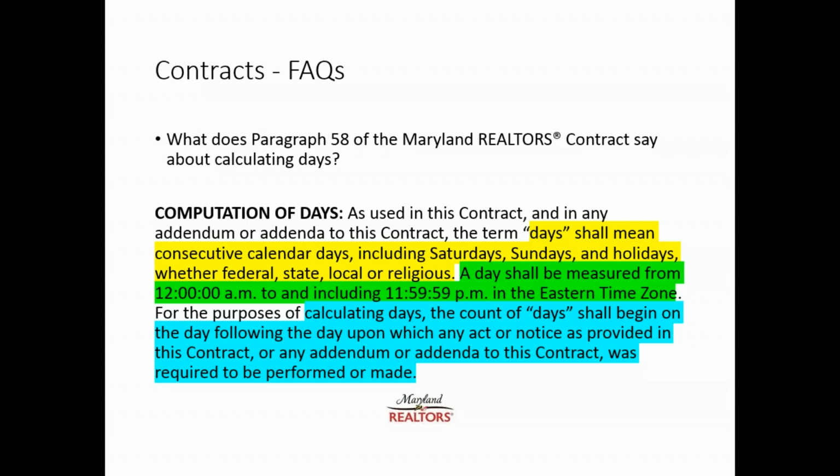So really important to be mindful of how those days are calculated. Colette, we talked about internal inconsistencies earlier in the webinar, and I think that may come up again here with the computation of days and time frames. When we're using addenda, we want everyone to check for those internal inconsistencies. The Maryland Realtors contract says 11:59 p.m. Some of the local addenda or even brokerage addenda may state 5, 6 p.m. or 9 p.m. You want to make sure that all of those are in alignment so that you don't have the internal inconsistencies that can create issues.